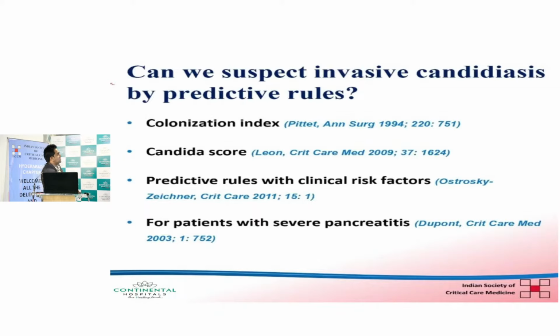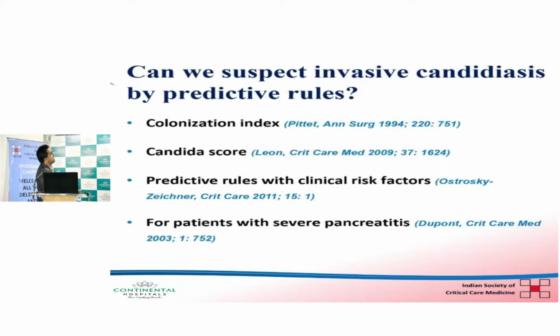Are there any predictive rules? Yes. These are predictive rules: colonization index, Candida score proposed by Pittet, Lyon's Candida score, predictive rules proposed by Ostrowski, and for pancreatic patients, a predictive rule proposed by DuPont. So coming to the colonization index, it is nothing but isolation of Candida species from multiple sites.